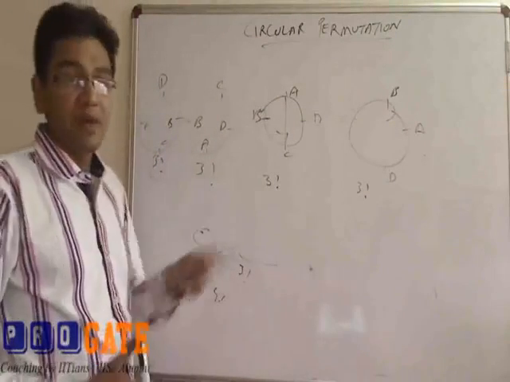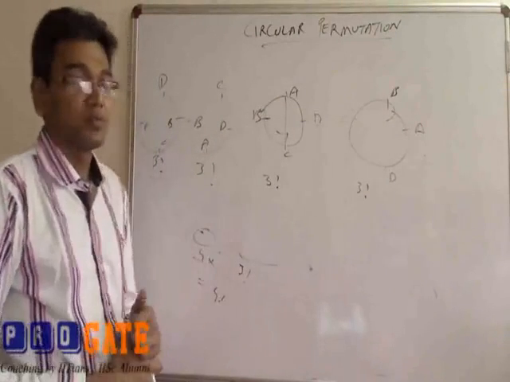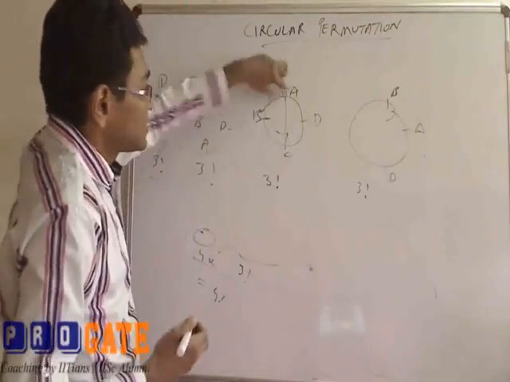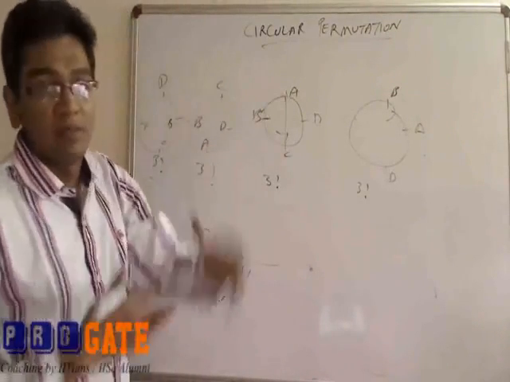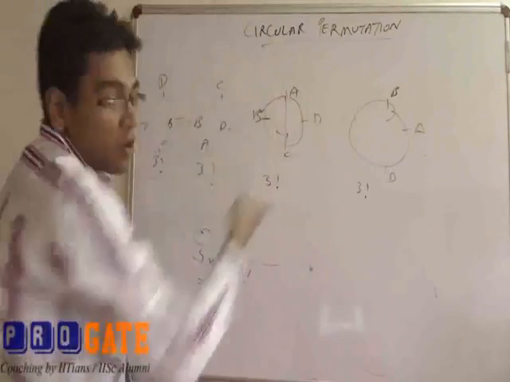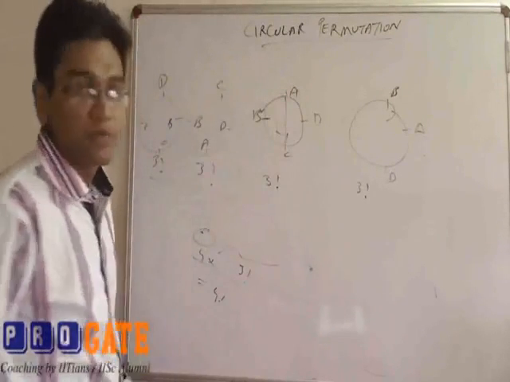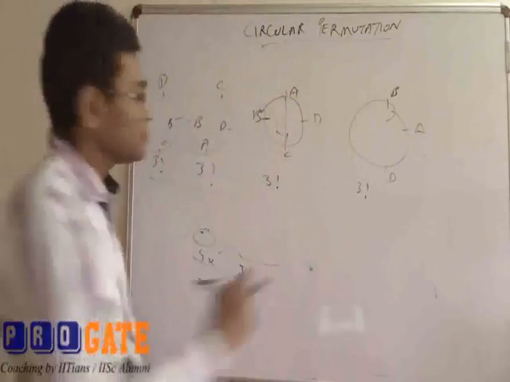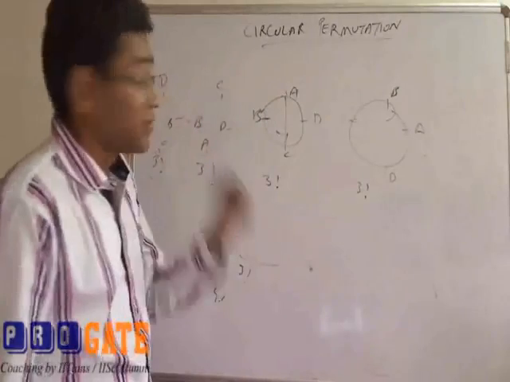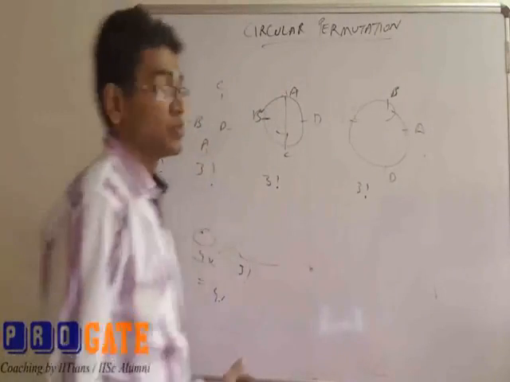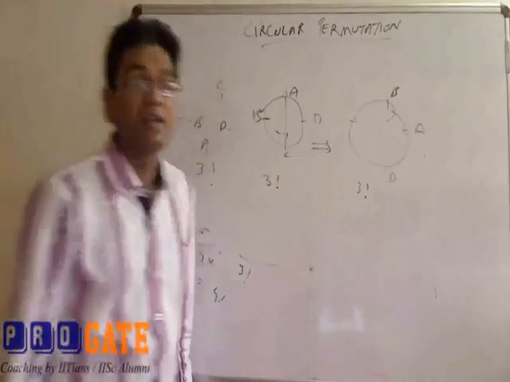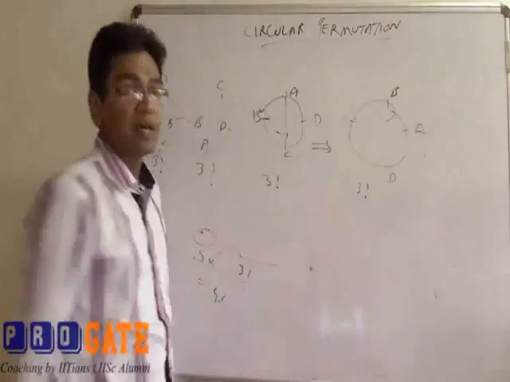But now let us turn back our attention to this circular permutation. What is the problem here really? When I fix A, I can arrange B, C and D based on the direction, that is, to the left of A, right of A or opposite of A. There are 3 factorial number of ways. And when I fix B, again there will be 3 factorial ways. But what is important to realize is that if I carefully look, this and this arrangement are identical.